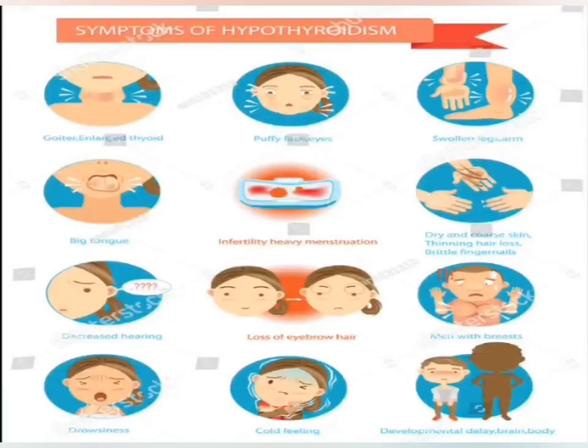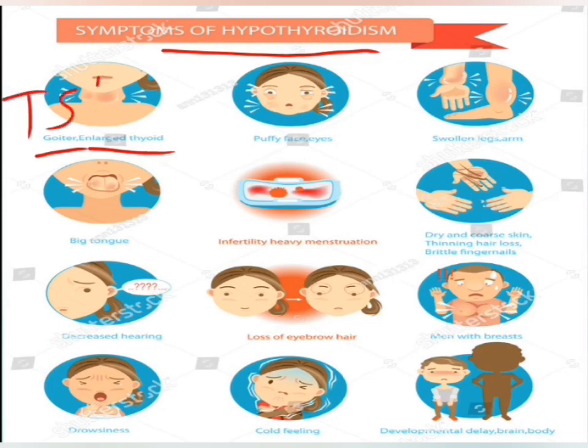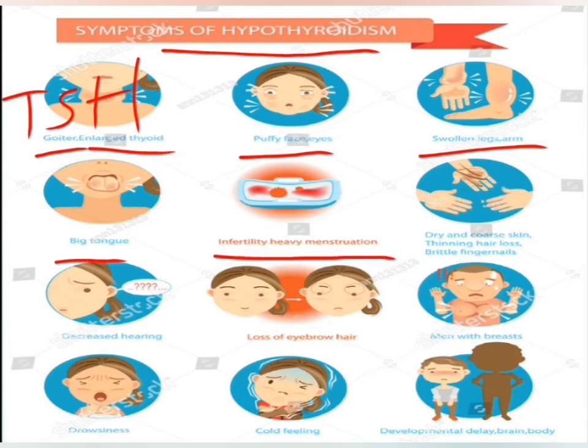The symptoms of hypothyroidism: enlarged thyroid called goiter, because the thyroid hormone is produced less, causing less negative feedback effect on TSH. TSH is produced more and causes the enlargement of the follicles of the thyroid. And puffy face and eyes, swollen legs, big tongue, infertility, heavy menstruation, dry and coarse skin, decreased hearing, loss of eyebrow hair, and men with breasts, drowsiness, poor feeding, and developmental delay, brain.